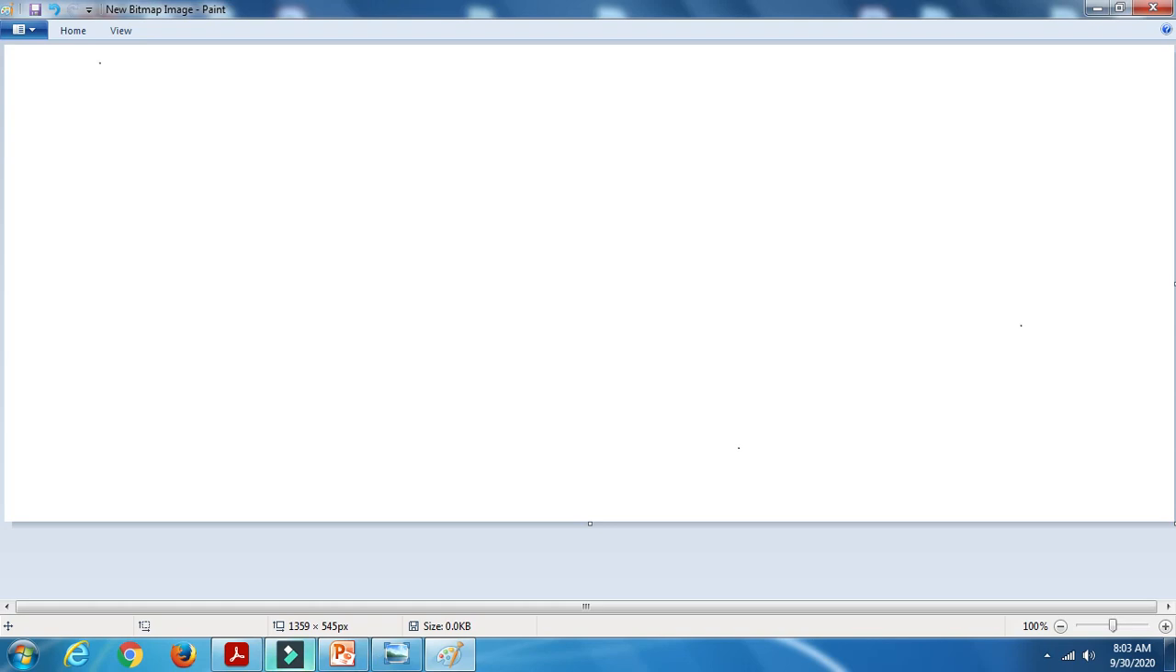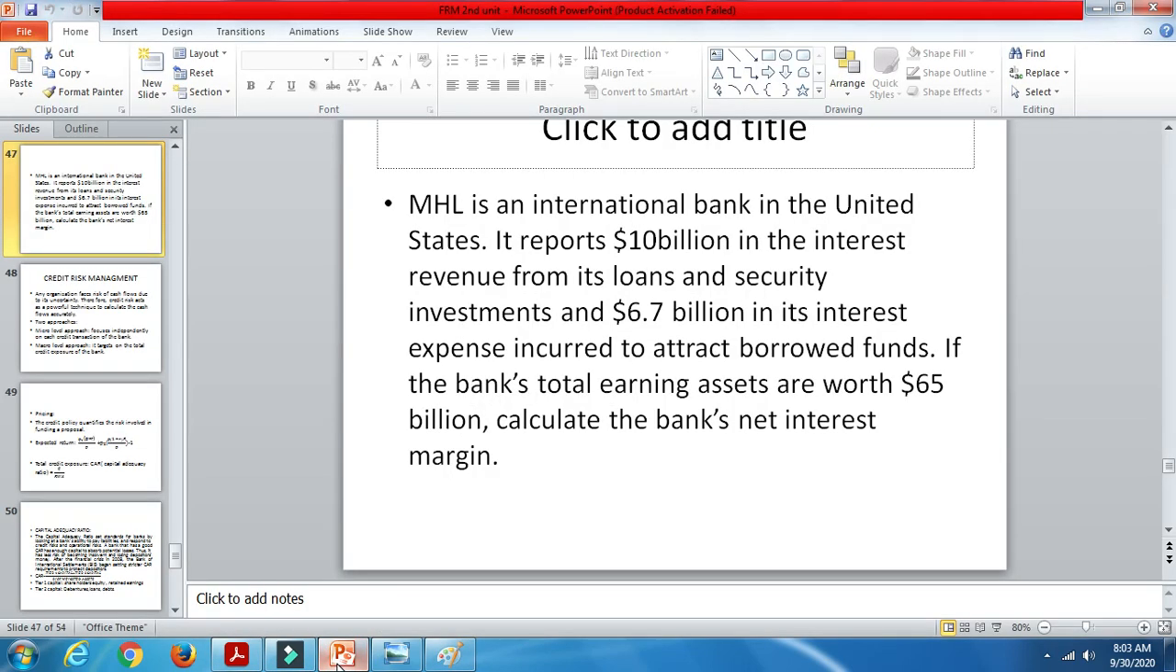So here you can check the question that has been given. MHL is an international bank in the United States. It reports $10 billion in interest revenues from its loan and security investments. So revenues collected are 10 billion, whereas 6.7 billion is in interest expenses. The bank's total earning assets are 65 billion. Calculate the net interest margin, he is saying.